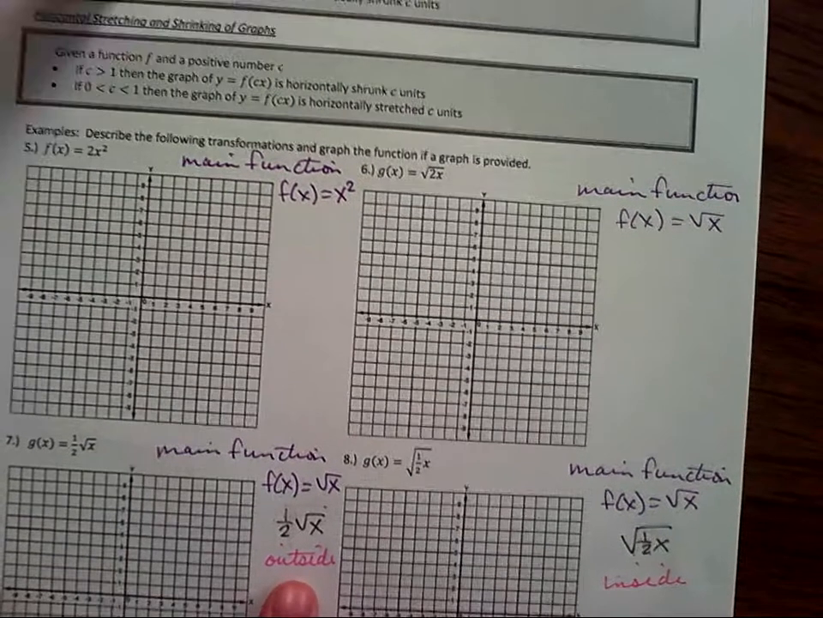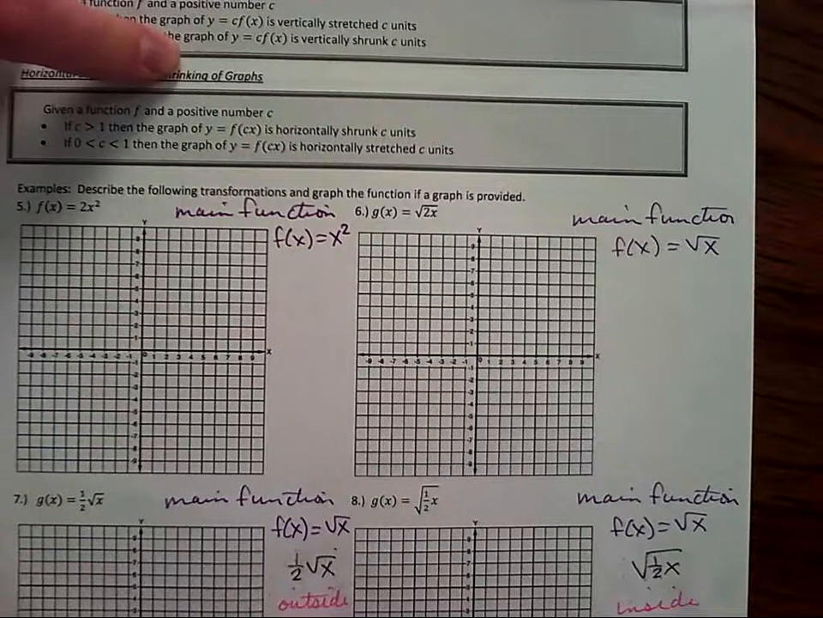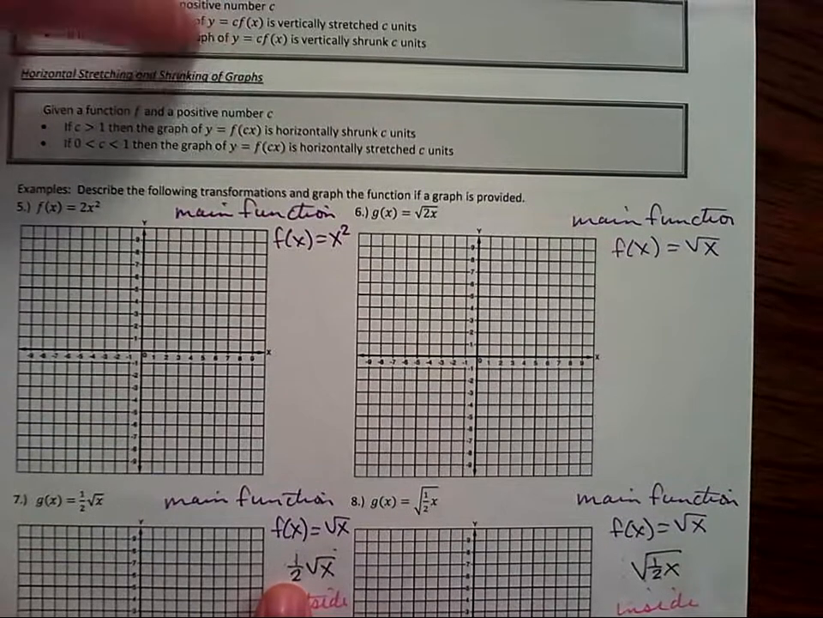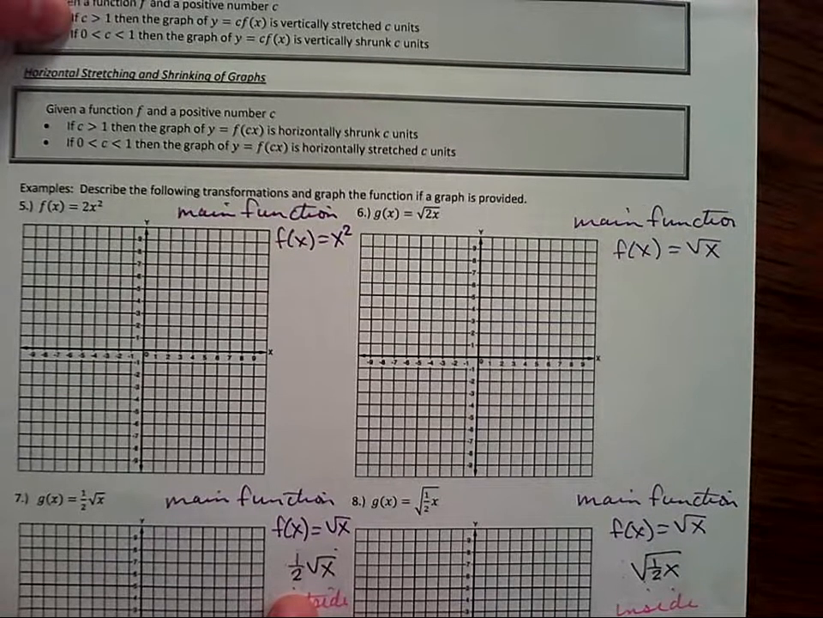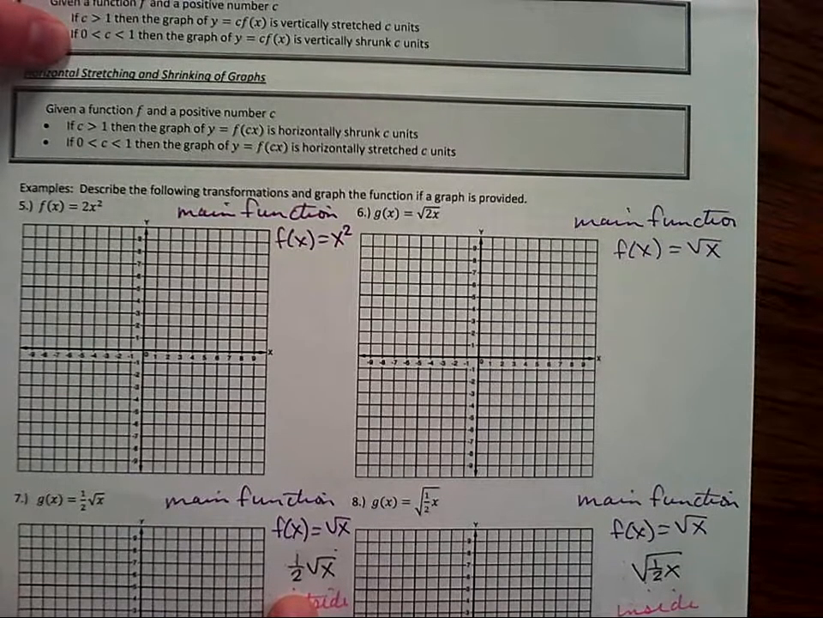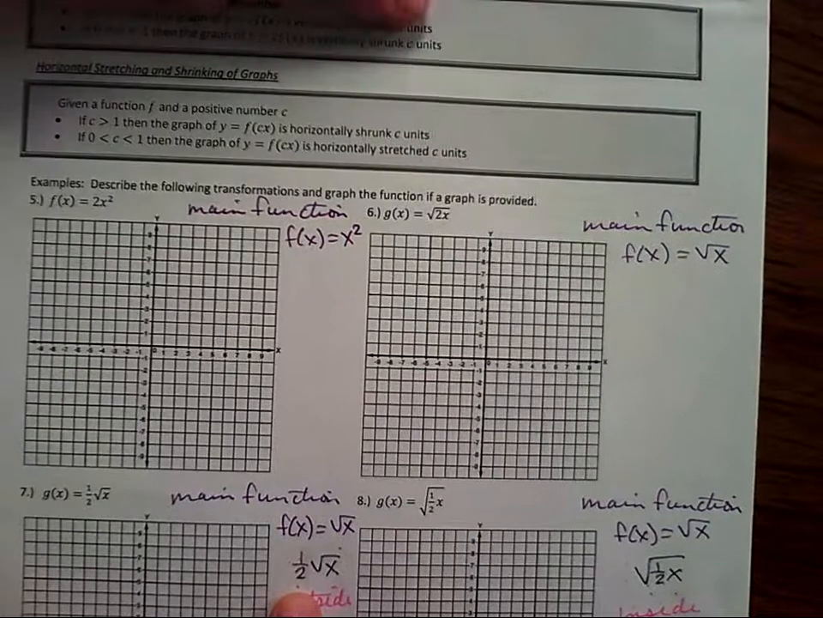Okay, so if it's on the outside, I'm going to the outside section, right? This is 1/2 times my main function. And now I just need to look at the relationship. So is 1/2 greater than 1, or is it between 0 and 1? Between 0 and 1, so it's vertically shrinking.